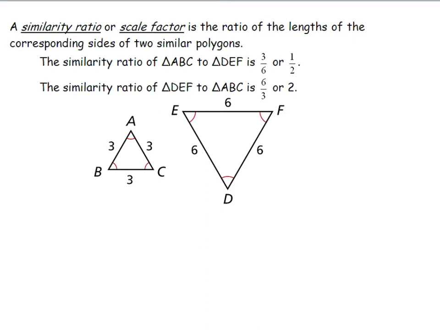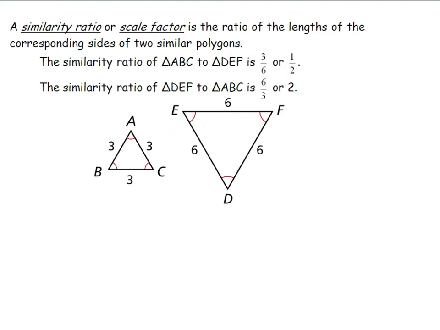When we were talking about proving similar polygons, we ended up coming up with this ratio between our two figures. That's considered the similarity ratio, or we can even call it the scale factor, and that's the ratio of the lengths of the corresponding sides of our two similar polygons. Now, order is very important when you're talking about similarity ratio or scale factor. I've got our two triangles here, ABC and DEF. When you're talking about the similarity ratio from triangle ABC to triangle DEF, it would be 3 to 6, or reduced down to 1/2.